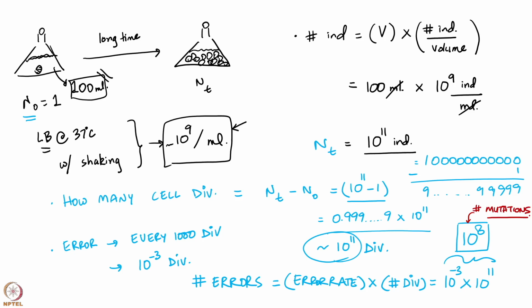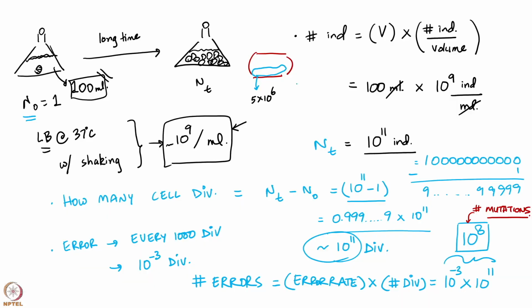What you should realize at this point is that this is an extremely large number. Remember that the genome of this organism, its DNA itself, is only of the size 5 into 10 to the power 6. At every one of these 5 into 10 to the power 6 positions, there are only 3 mutations possible. If there is an A, it can mutate to T, it can mutate to G, or it can mutate to C. Most of the time it will stay as A.